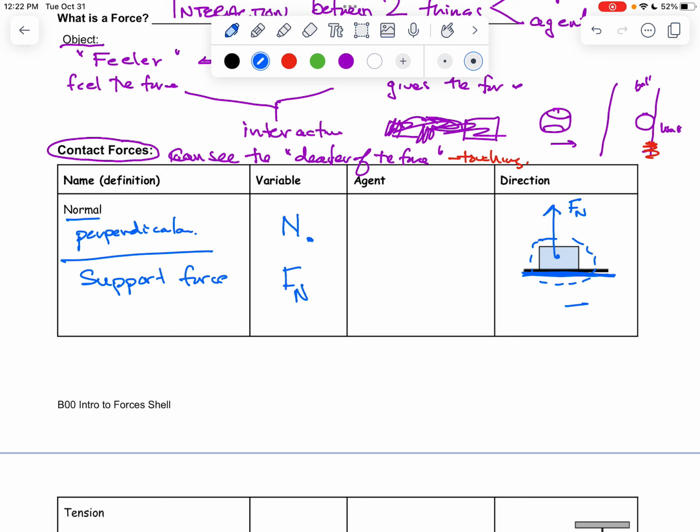So this support force, if my object is the box, that's the feeler of the force. The dealer of the force, or the agent, would be the table. So our interaction is box and table. The box is pushing on the table, and the table is pushing back on the box. The agent of the support force in this case is the surface that it's sitting on. So it could be a table or a ramp or anything like that. And then the direction, as I mentioned, is always going to be 90 degrees to the surface. That's what the definition of perpendicular is, if you haven't run into that in a math class. So notice how I tried to make it a 90-degree angle to the surface.